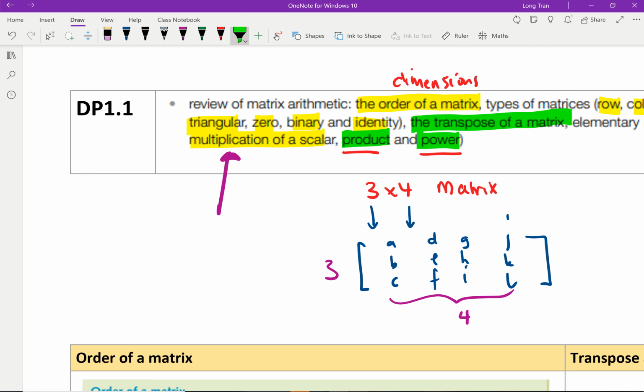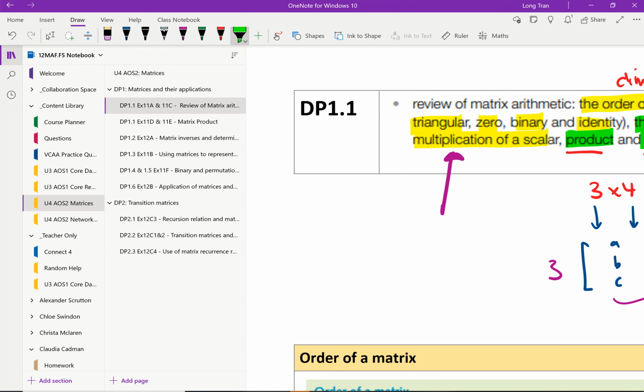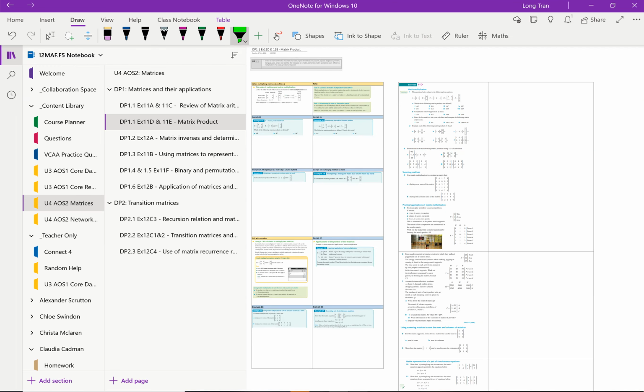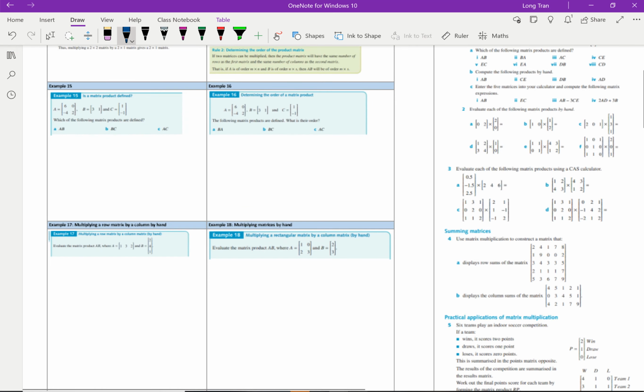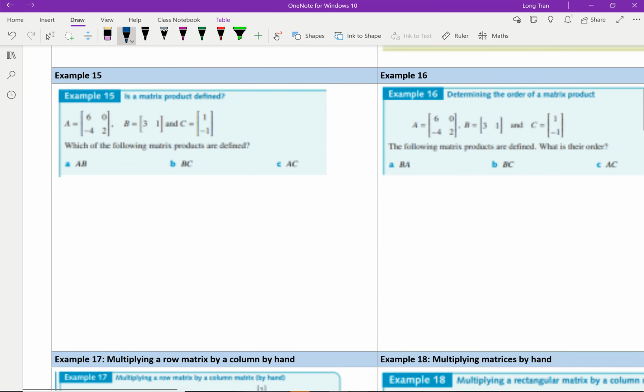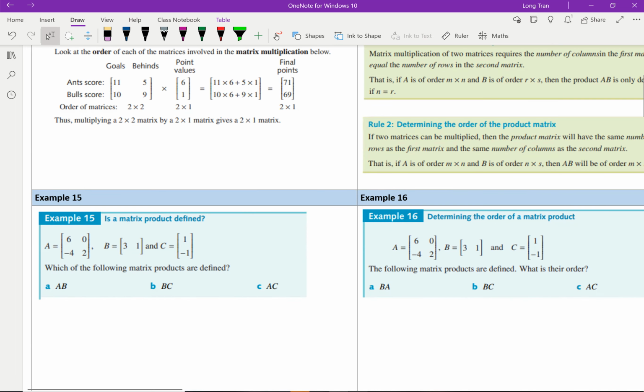Product and power. I think product is probably the next one. I think most of you know how to do it on a CAS, but you do need to also know how to do it by hand. Okay, so let's do a bit of a revision on how to do this by hand.